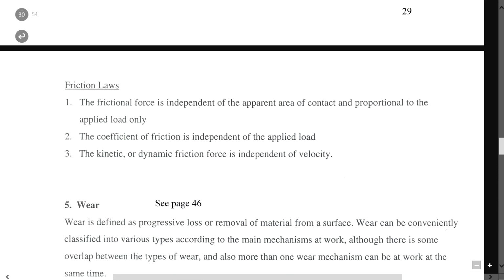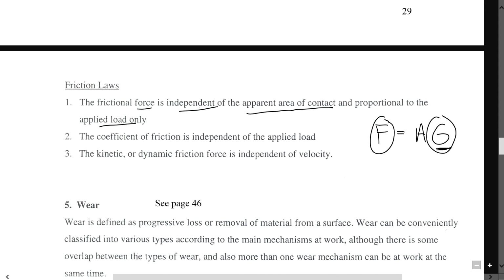So friction law is that the friction force is independent of the apparent area of contact and proportional to the applied load only. So F equals area times stress. So proportional to the applied load. The applied load may be the amount of force. This is the frictional force, this is the load, the stress. So the force is very dependent on the stress, but why is it not dependent on the area? Maybe because area is uncontrollable, I don't know, and I'll leave you to think about it.